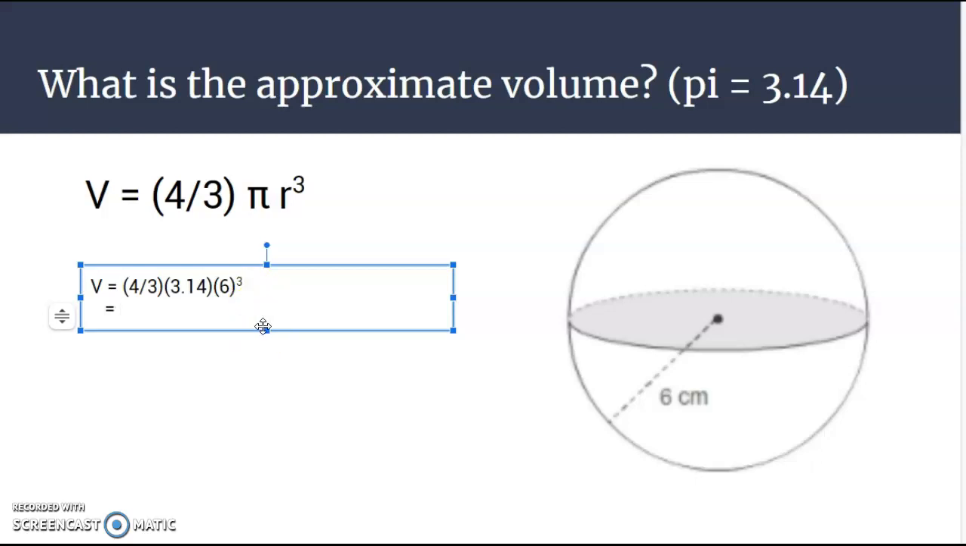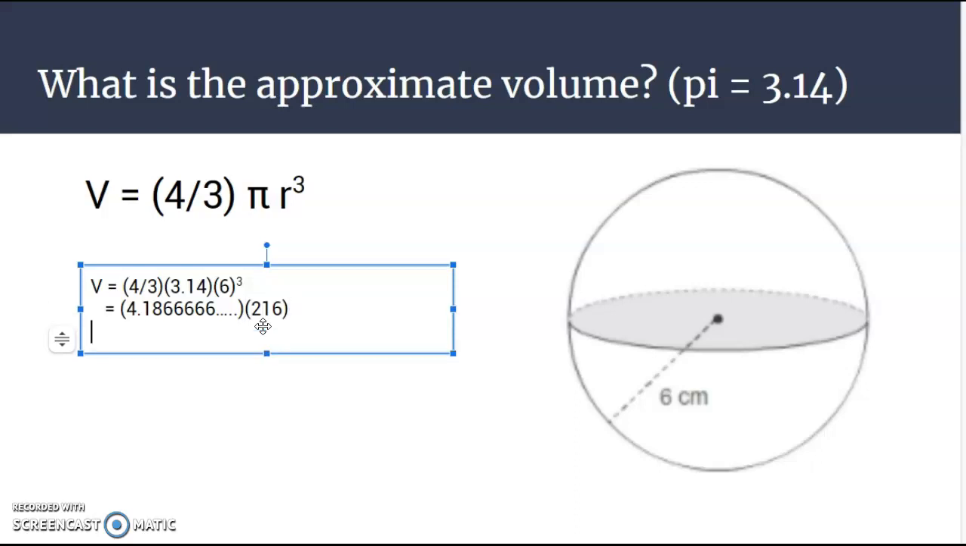Okay, and then that's going to give us 4.186, and it repeats, it goes on and on. Then I still have to do the 6 to the third power. 6 times 6 times 6 is 216. And then finally, if we take the 216 and multiply it times 4.18666666 repeating, I think we got 904.31, it goes on and on.